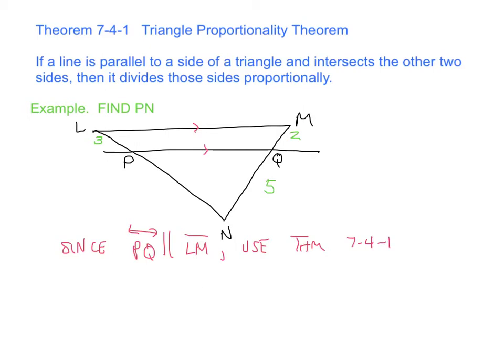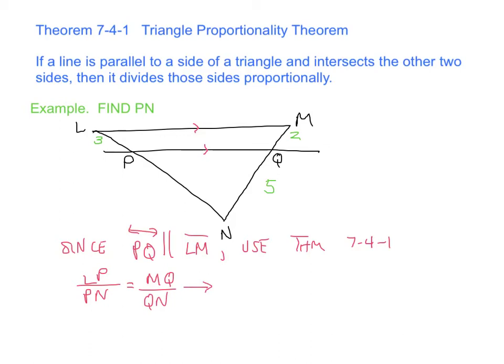And this tells us that it divides the sides proportionally. So we can set up a proportion about these, dealing with the left side and the right side. Set up the proportion of LP over PN, because it's dividing the side up, which is equal to MQ over QN. And now just start plugging in some values.